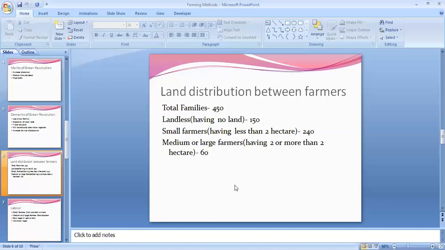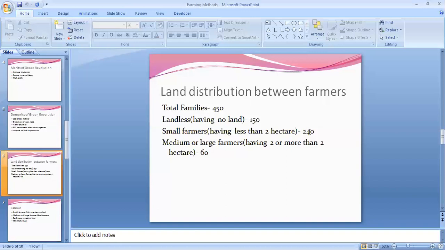Now we are discussing the land distribution between the families of Palampur, or between the farmers of Palampur. There are a total of 450 families, as we have discussed earlier. Among these 450 families, 150 families are landless. It means they have no land area. The number of these landless people is 150 families.